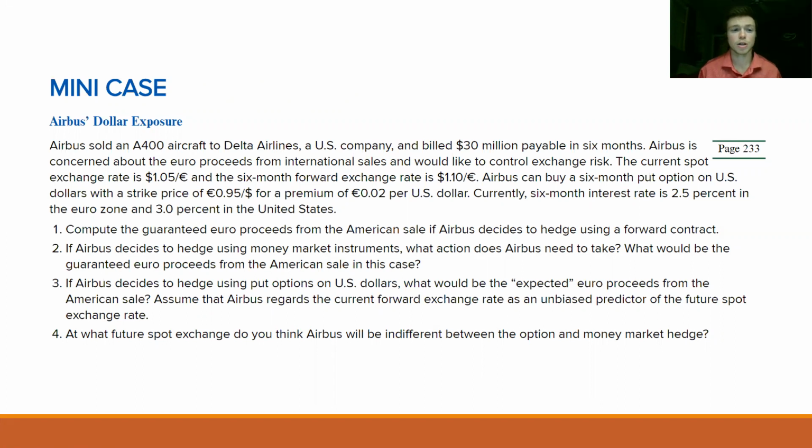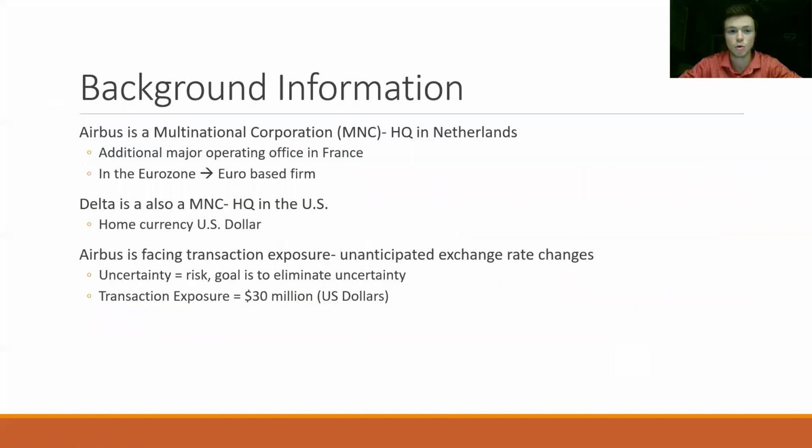The current spot exchange rate is $1.05 per euro, and the 6-month forward exchange rate is $1.10 per euro. They can also buy a 6-month put option on US dollars at a strike price of 0.95 euros per dollar and a premium of 0.02 euros per US dollar. And currently the 6-month interest rate is 2.5% in the Eurozone and 3% in the US.